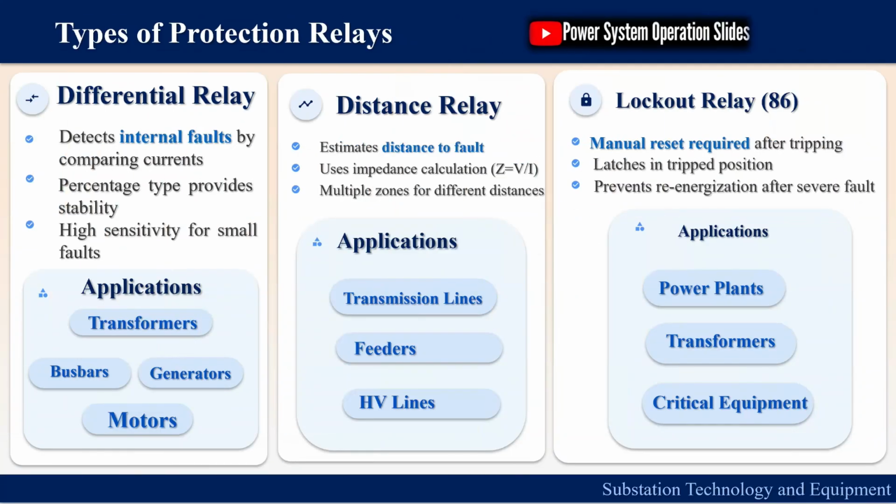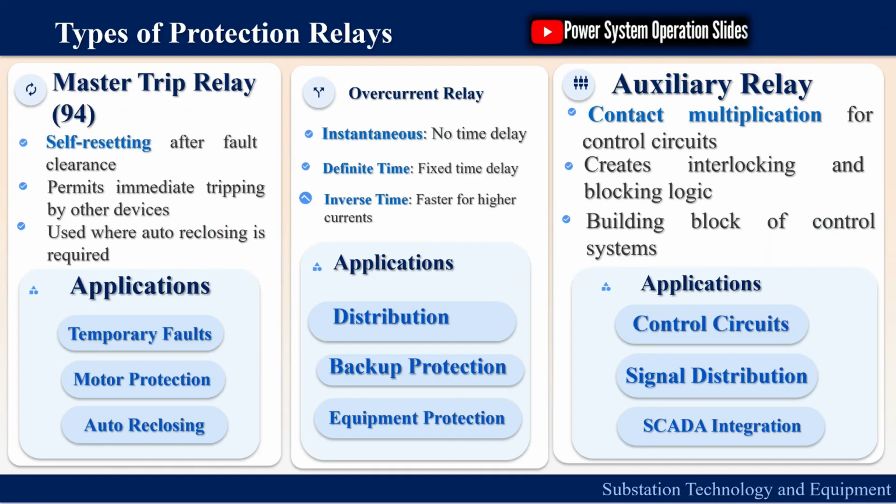1.5 breaker scheme. 2 buses serve circuits using 3 breakers per 2 circuits. Allows any breaker to be isolated without losing supply. Provides excellent reliability with moderate cost compared to double breaker schemes.